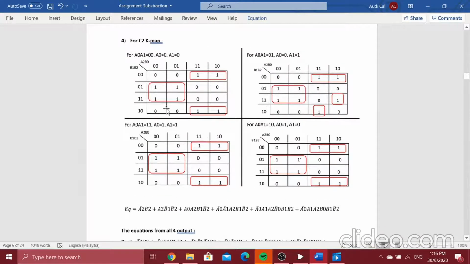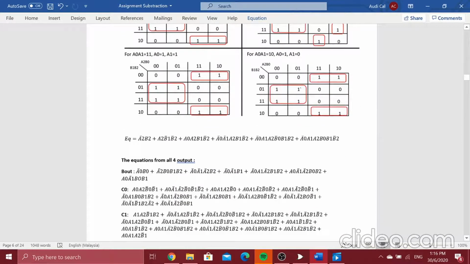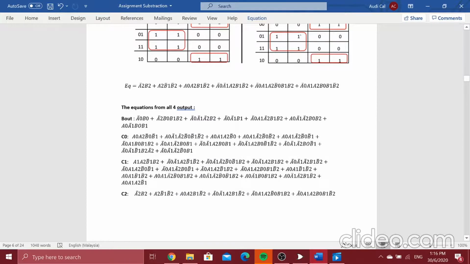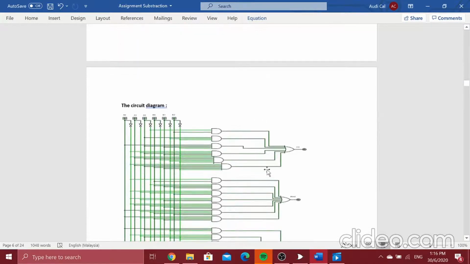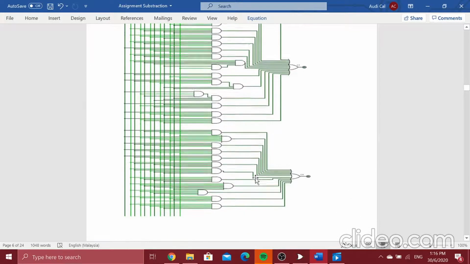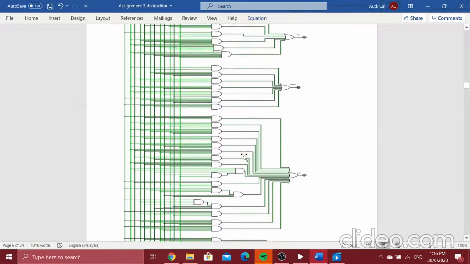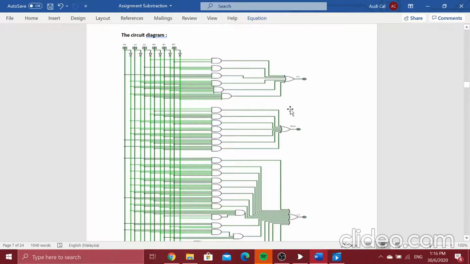After I get all the equations from these 4 output KMaps, I combine them all, and then I draw my circuit diagram. This is my circuit diagram that I have made. I made it from simple AND and OR gates.